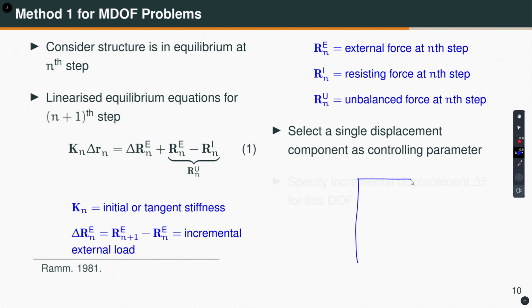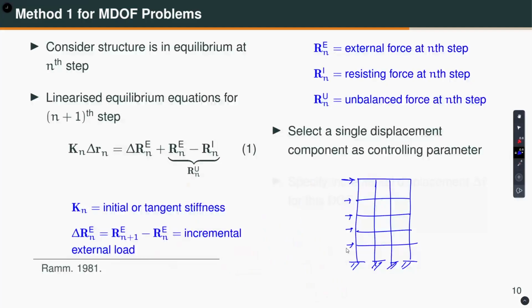Let's say I have a multi-story building. And I am trying to push this building from left to right using some load. Now I could be applying some load here, some load here, some load here, load here. And remember, if I apply load incrementally, increase all the loads proportionately using some profile, I will not be getting the post peak response. So I have to control the displacement. Now let's say I am controlling the horizontal displacement of this node.